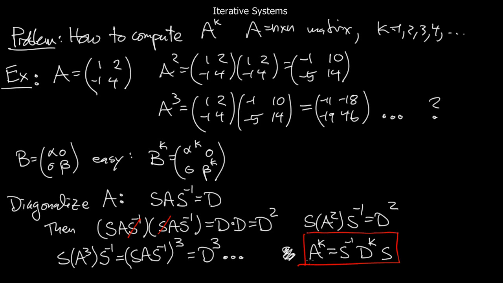I should write in an intermediate step here. This formula comes from the following. S A to the K S inverse is D to the K, and then you just bring the S's to the other side, and that's how you compute A to the K. So the moral of the story is what you really want to do is diagonalize your matrix, and then computing powers is easy. Okay, so let's go back to our example.